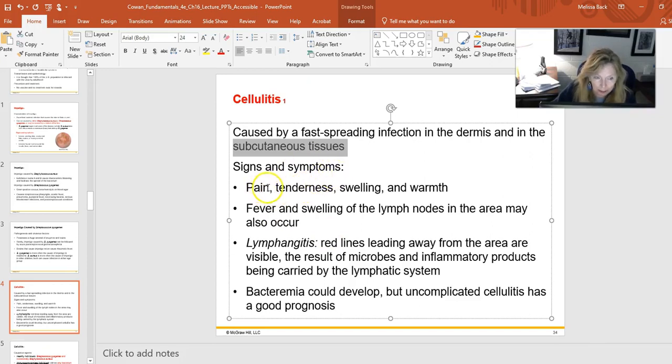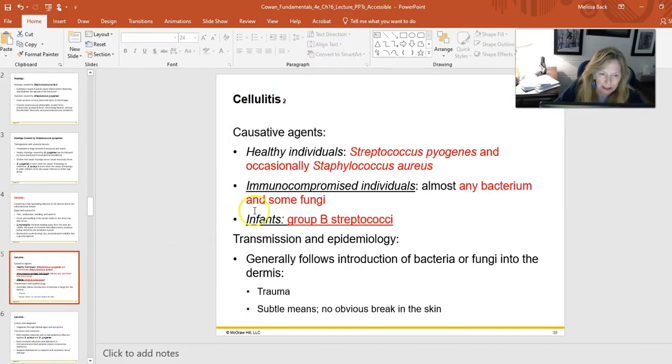There's usually going to be pain, tenderness, swelling, and heat. You know, all these things that you think about with inflammation, and also some lymph nodes might be involved in this. So it's going to be really important that we catch it before it can actually get to the bloodstream and then cause sepsis or septicemia.